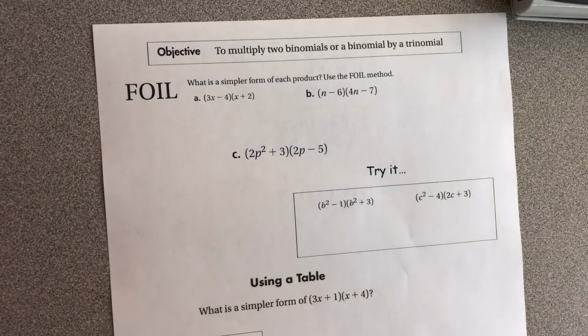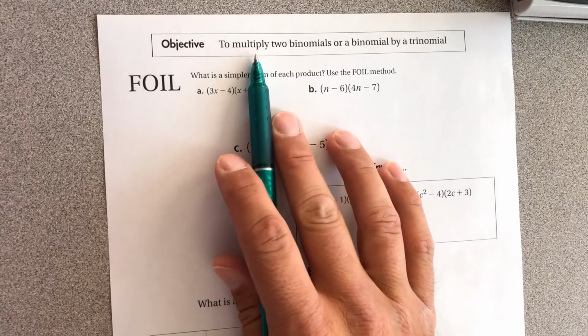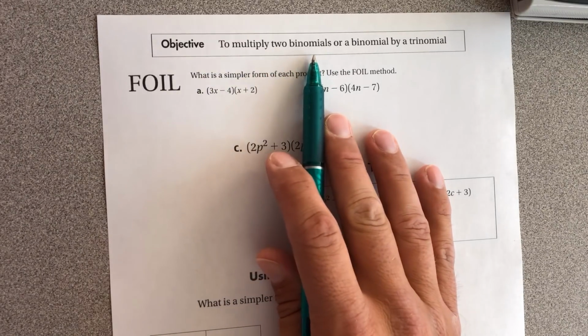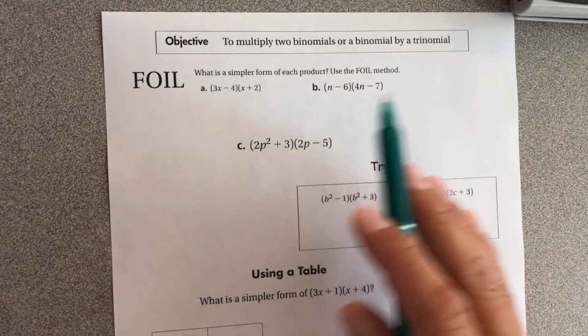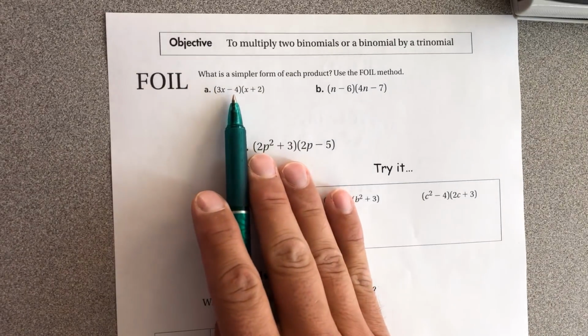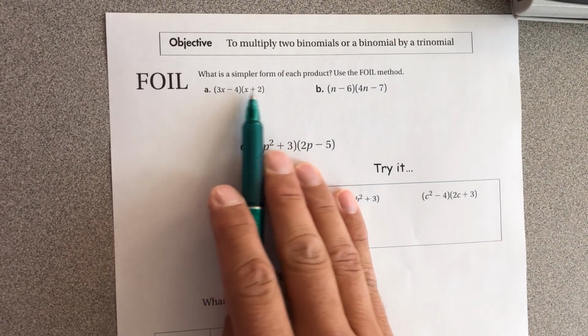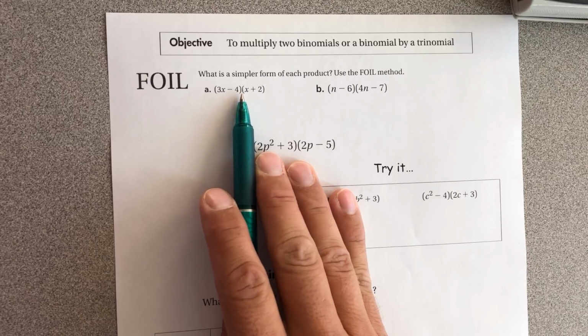The homework today, this is all you're doing. You're going to do 16 problems that look almost exactly the same because you need to practice this over and over again. So what we're doing is we're going to multiply 2 binomials or a binomial with a trinomial. So what that means is we've got 2 sets of parentheses that we are multiplying together.